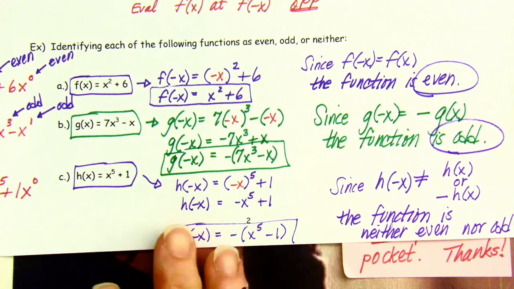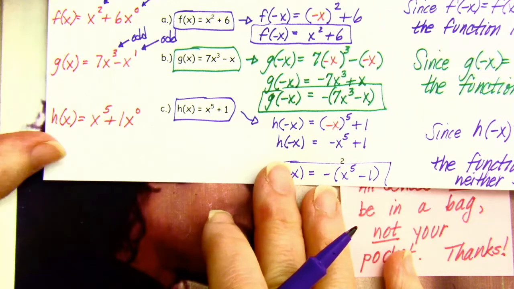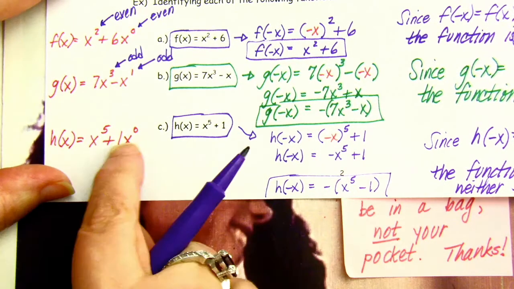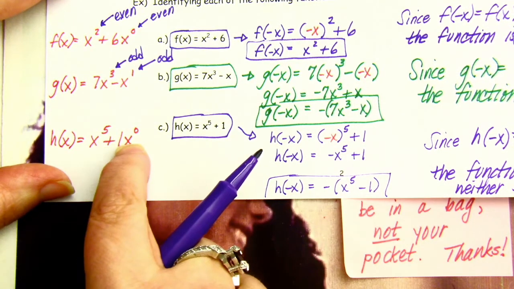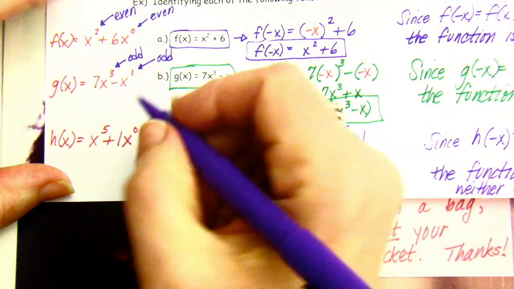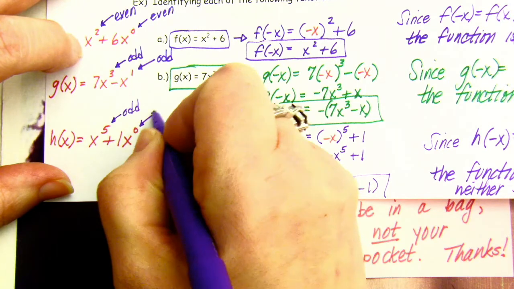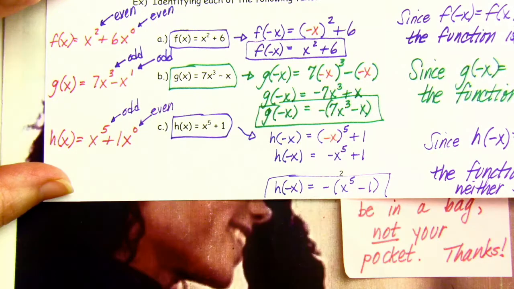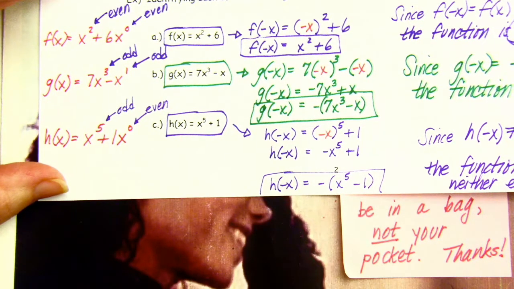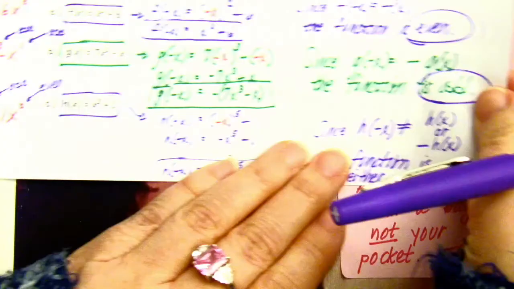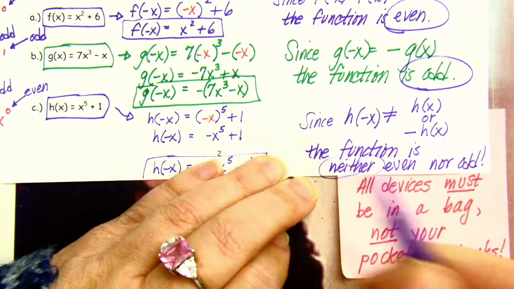And lastly, I'm looking at this last example again. There was a constant, so I had to slide in an x to the 0 power here. This exponent is odd. This exponent is even. Folks, we can't be even and odd at the same time. So the function is neither even nor odd.